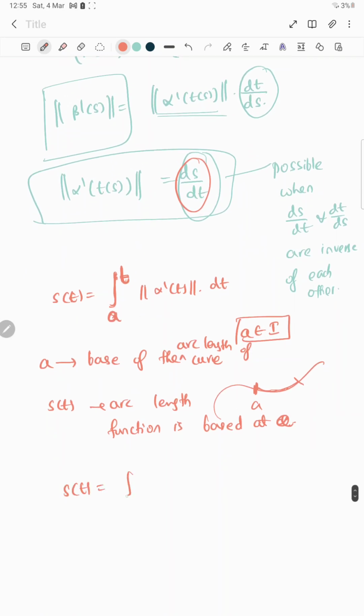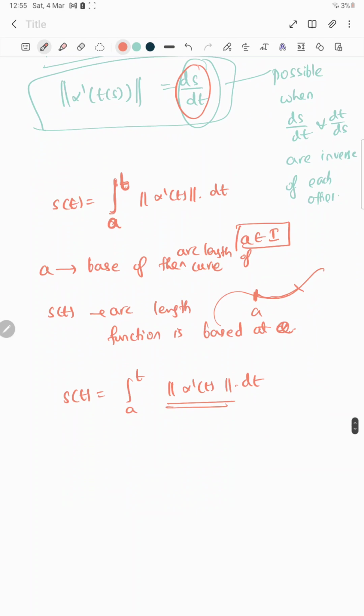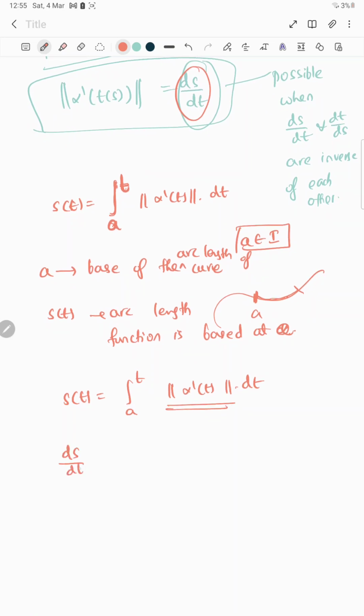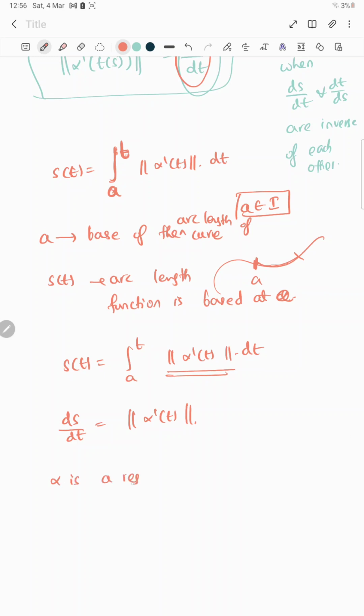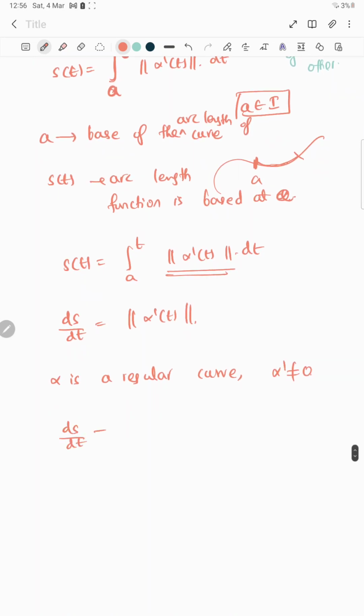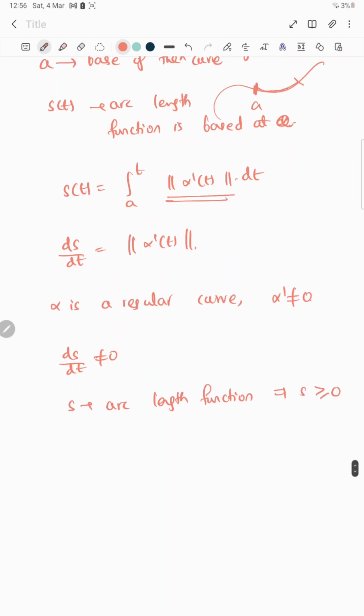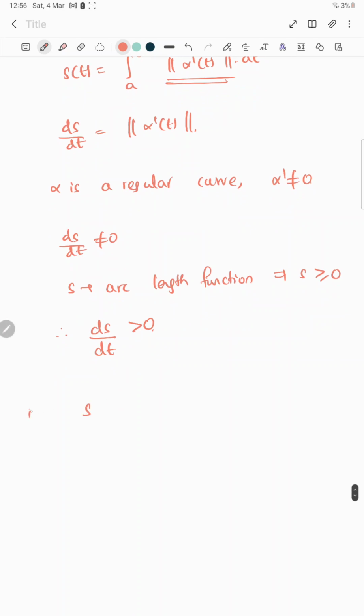So the arc length function s of t is equal to the integral from a to t of norm alpha dash of t dt. I want the norm of alpha dash, therefore I differentiate s with respect to t, and we get ds by dt is equal to norm of alpha dash of t. Alpha is a regular curve, so alpha dash of t is not equal to 0 for all t, therefore ds by dt is not equal to 0. But s is the arc length function, so it is greater than or equal to 0, but not 0, therefore ds by dt is strictly greater than 0. Since s is the arc length function, the inverse of s exists.